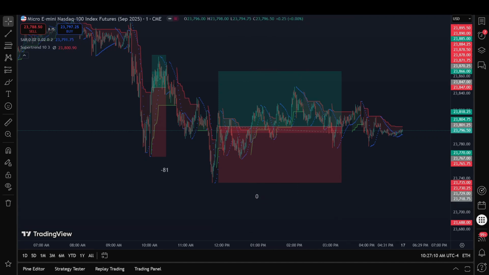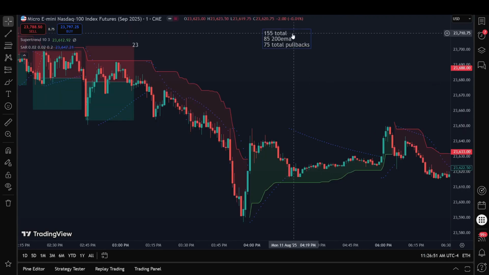All right, so let's get on to the numbers. The normal 1-to-1, which was 155. I used the 200 EMA on one of the tests, and that got rid of the big losses, but it also got rid of the big wins. So it went down to 85 points. And then I did just the pullbacks, so no reversals, and that's 75 points. I think the pullbacks is going to be the sweet spot because that gets bigger. It's still a lot of points. 75 points for one day, even on the micro Nasdaq, is really good.